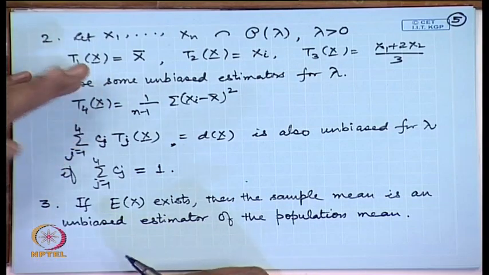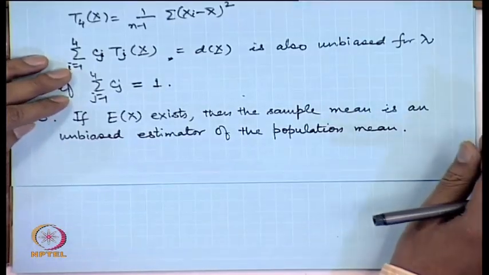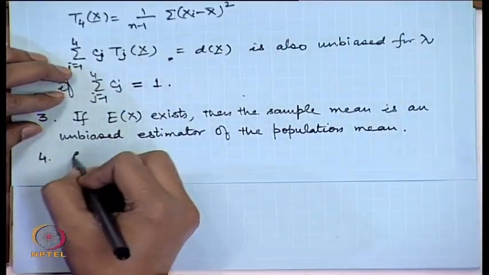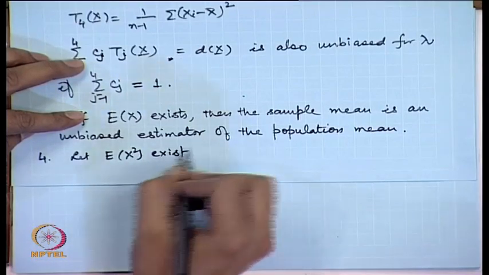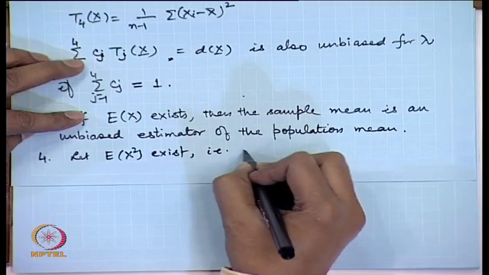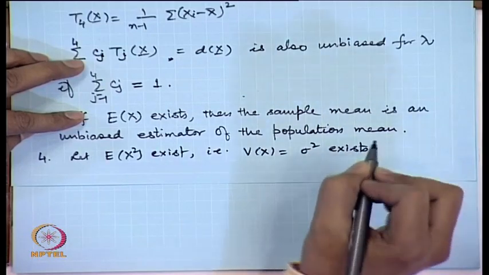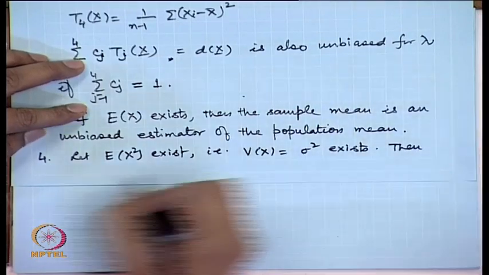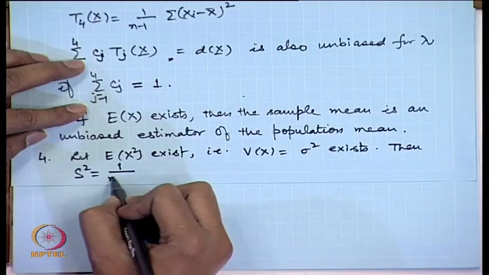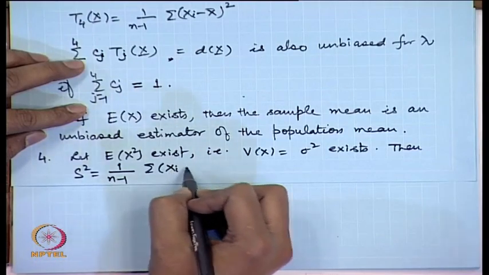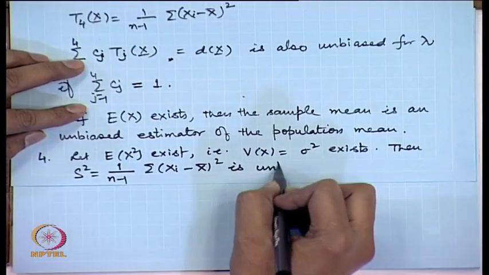Similarly, we may consider the population variance. So, let us specify, let expectation of X square exist. That means variance of X, let us say sigma square, exists. Then the sample variance, which we will denote by s square, equal to 1 by n minus 1 sigma (x_i minus x bar) whole square, is unbiased.